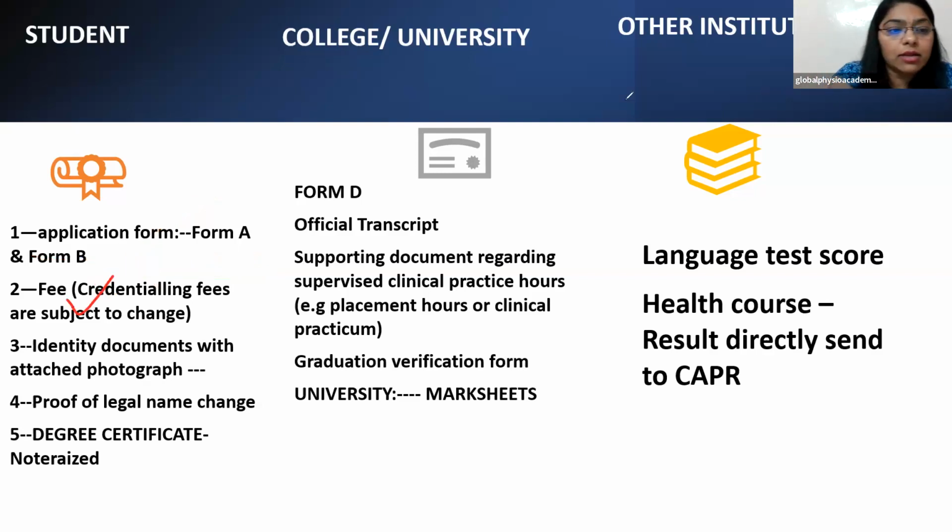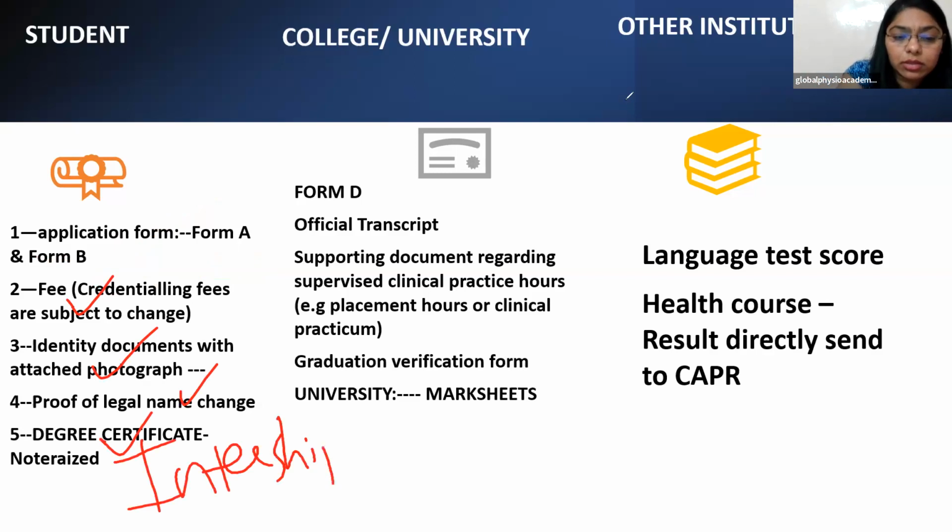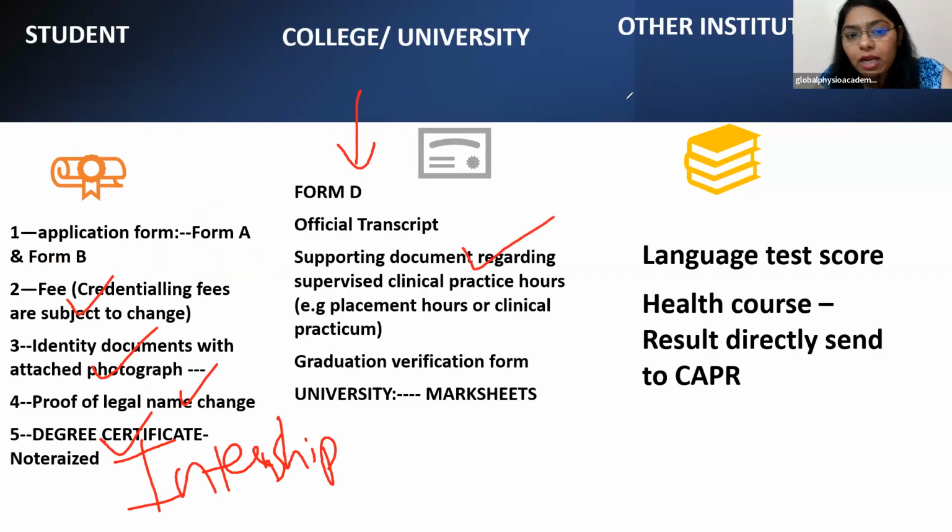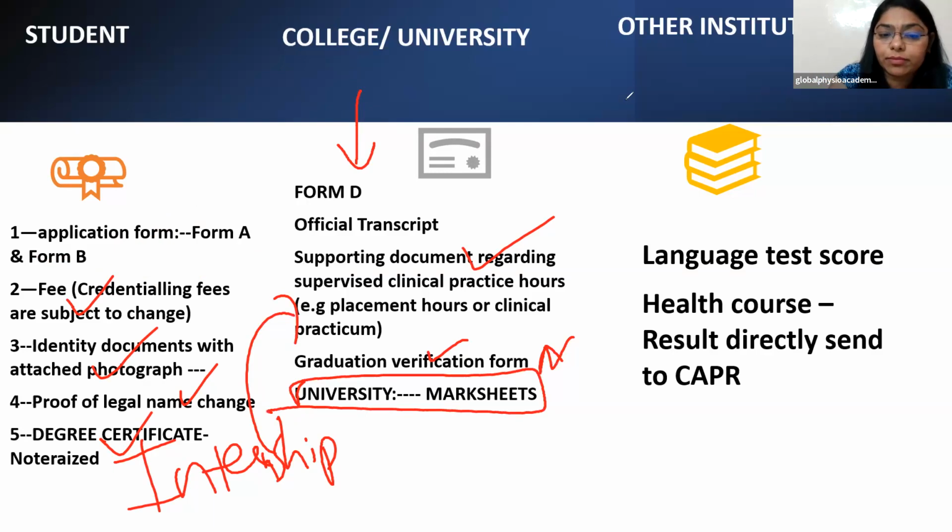Fee, credential, identity documentation. If needed, legal name change, degree certificate notarized, and if you are giving an internship certificate, then notarized, otherwise the college will fill it. College form, official transcript, clinical hours, graduation verification certificate needed, and internship certificate. Okay, and university mark sheet.